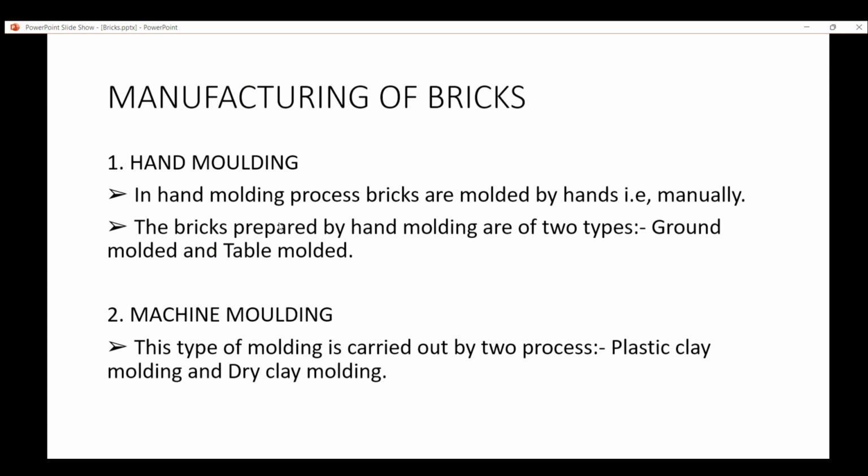Now hand molding. In the hand molding process, bricks are molded by hand, that is manually. A man with his hands molds all the bricks. This is the basic concept of hand molding. The bricks prepared by hand molding are of two types, that is ground molding and table molding. In machine molding, we divide into two categories, that is plastic clay molding and dry clay molding.